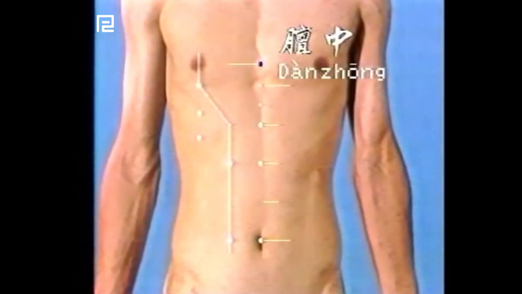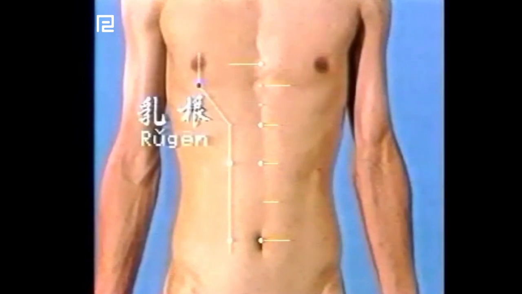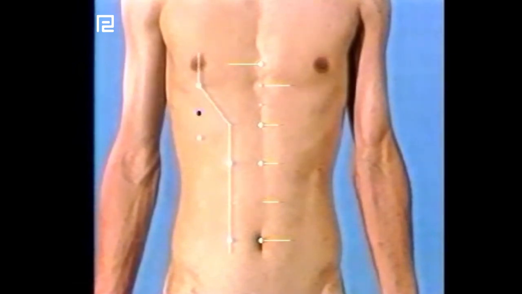Danzhong, REN 17. On the chest and on the anterior midline, on the level of the 4th intercostal space. Rugen, stomach 18. On the chest, directly below the nipple, on the lower border of the breast, in the 5th intercostal space. Qimen, liver 14. On the chest, directly below the nipple, in the 6th intercostal space, 4 cun lateral to the anterior midline.